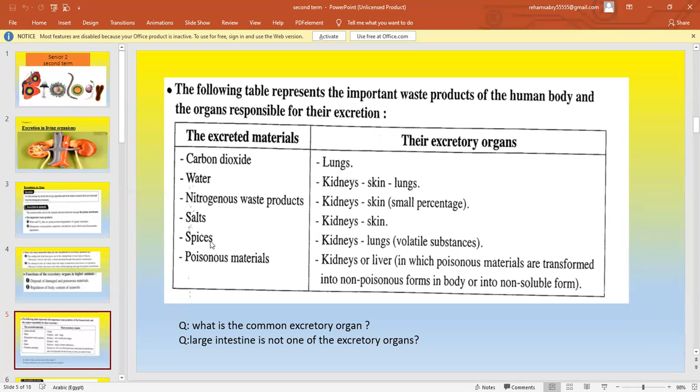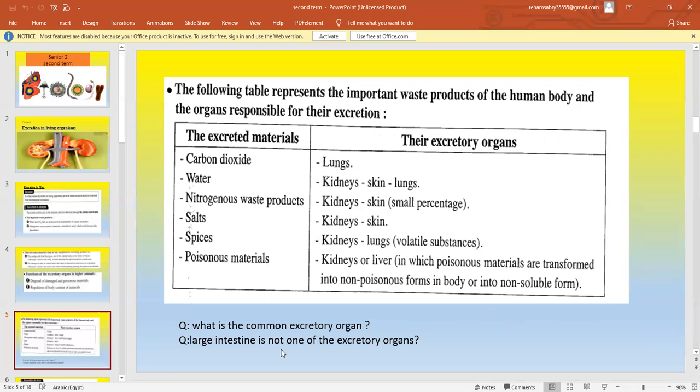Also, some spices which are not volatile are excreted through the kidneys, and poisonous material through the kidneys or the liver. The liver is very, very important because it turns the poisonous material into non-poisonous forms in the body, or into insoluble form, so that they do not affect the body. It transforms any poisonous or unwanted material into a non-poisonous and insoluble one to get rid of it.